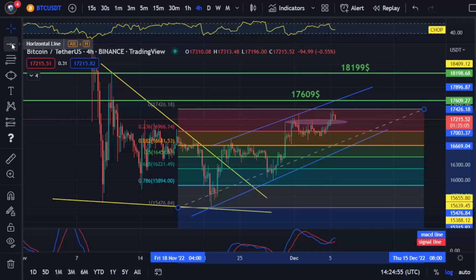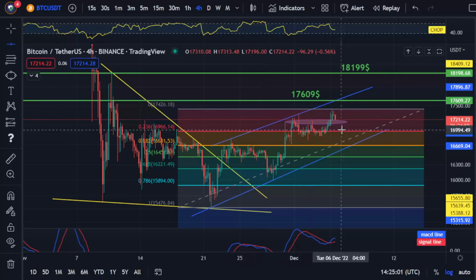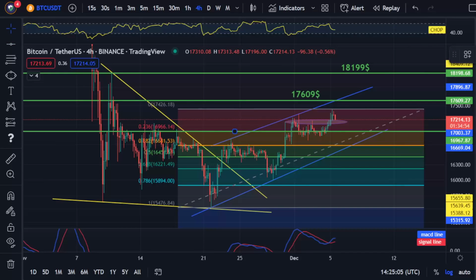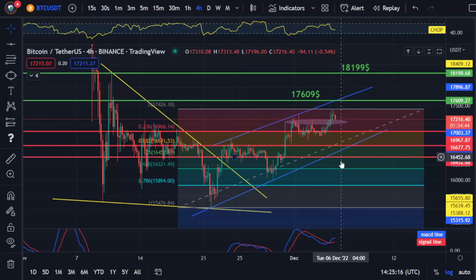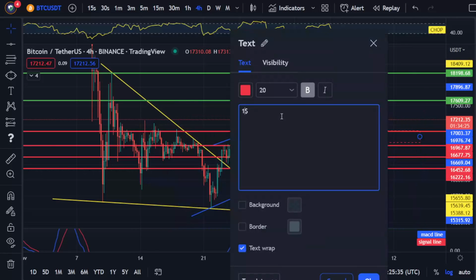Now let's check the support spots. But if the price returns below 0.618 fib, as you can see, the first support in this scenario is $16,967. If the support is broken, then the next support is $16,677, $16,453, and $16,222.